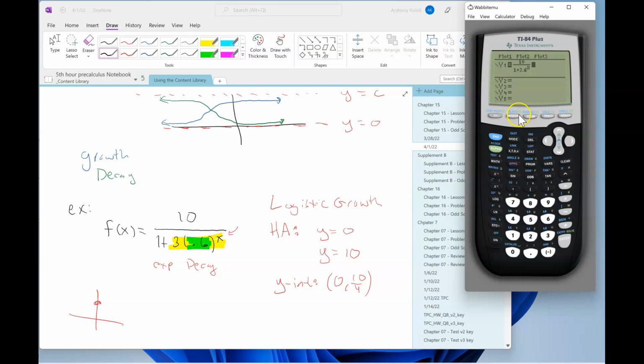Okay, and I'm going to reset my window here, but the standard window should be appropriate here since I know everything is between 10 and 0. So there's my picture. And again, I'm going to turn the axes off so you can really see that horizontal asymptote at 0.